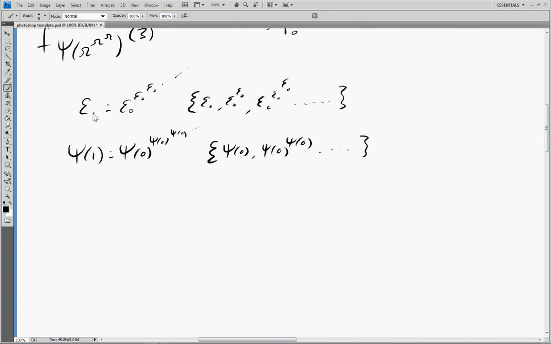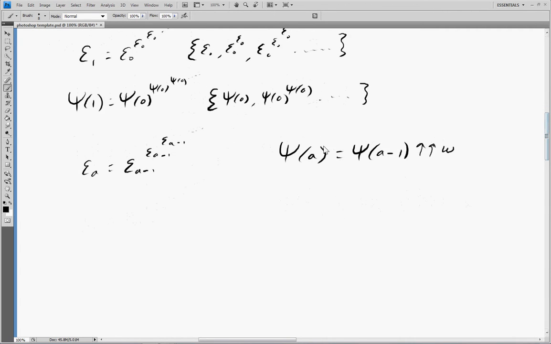And you can imagine now replacing this 1 with just an a, and we could say in general that epsilon a is equal to epsilon a minus 1 to the power of epsilon a minus 1 in an infinite tower as well. So we can say that psi of a is equal to an infinite tower of psi of a minus 1. And we could write an infinite tower similarly as this double up arrow omega. It's just another way of writing an infinite tower. Okay, so that's kind of cool. We have a way of deconstructing this kind of ordinal in terms of another infinite collapsing function, basically.